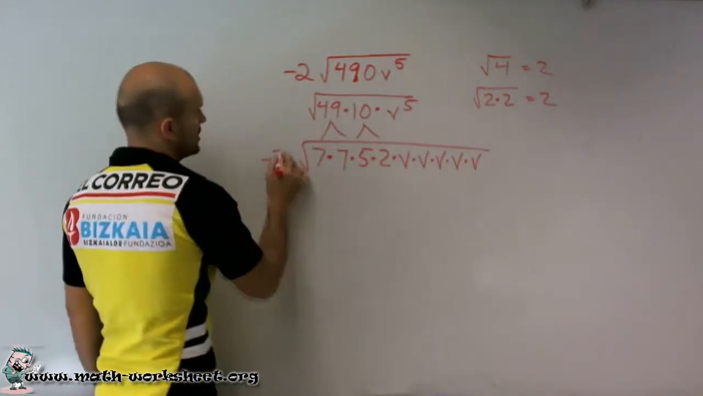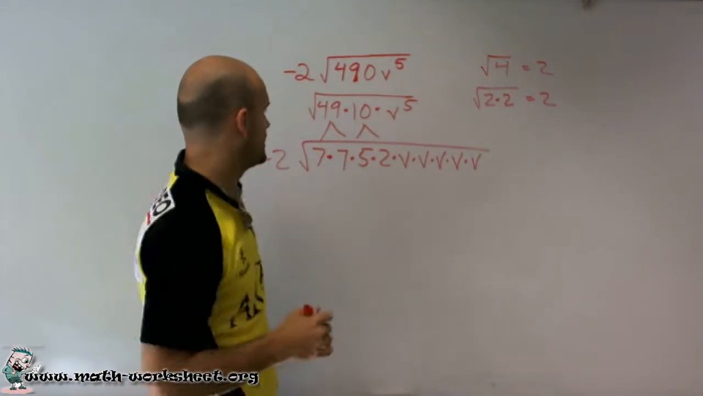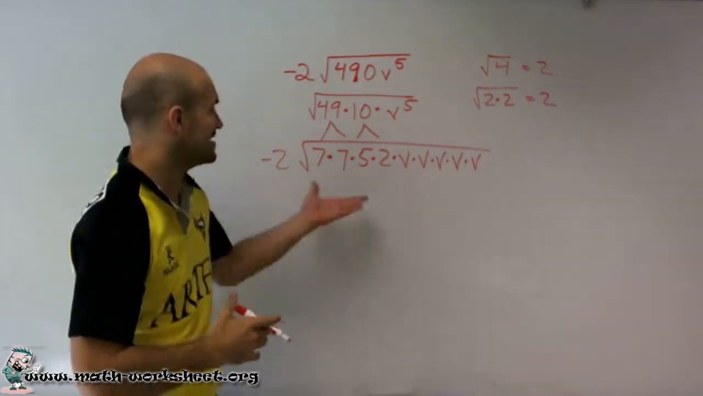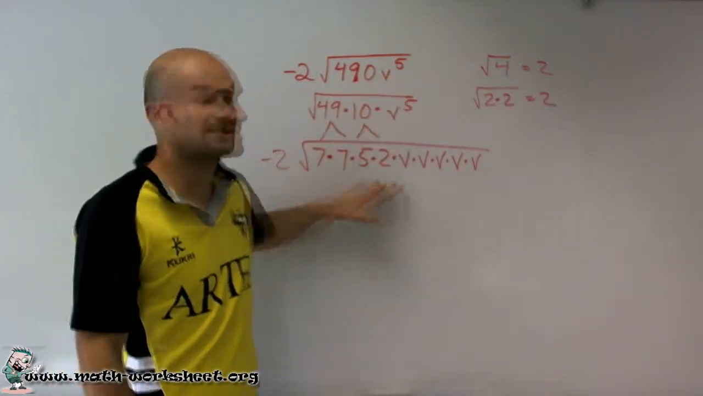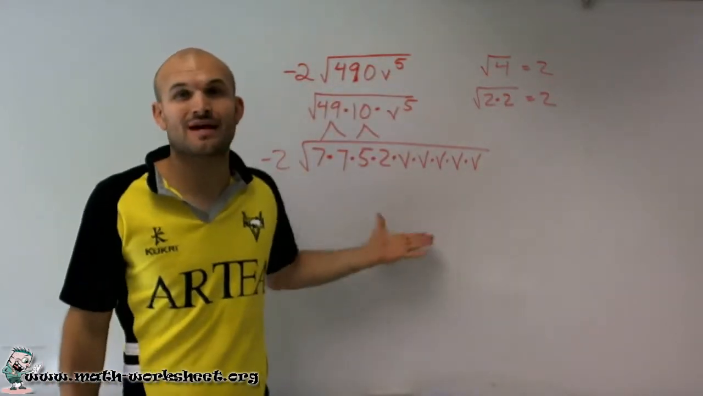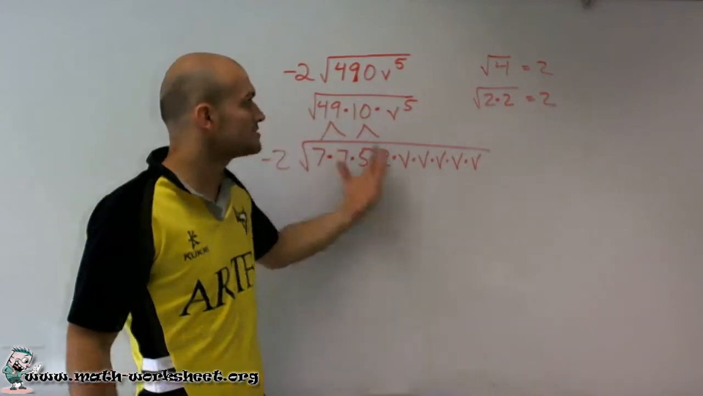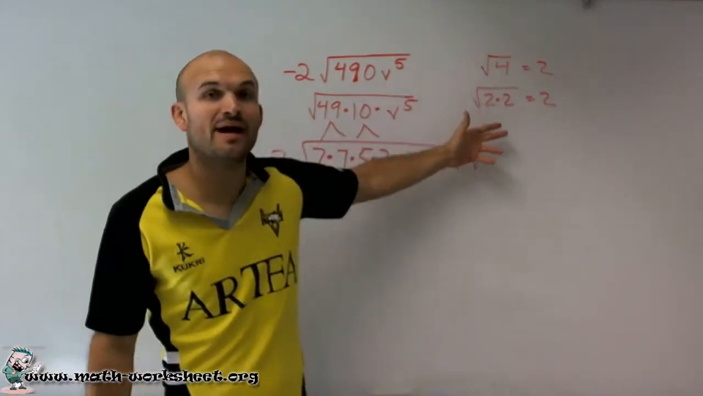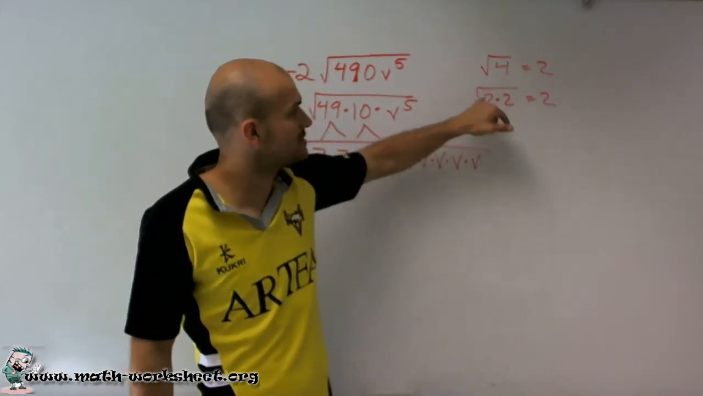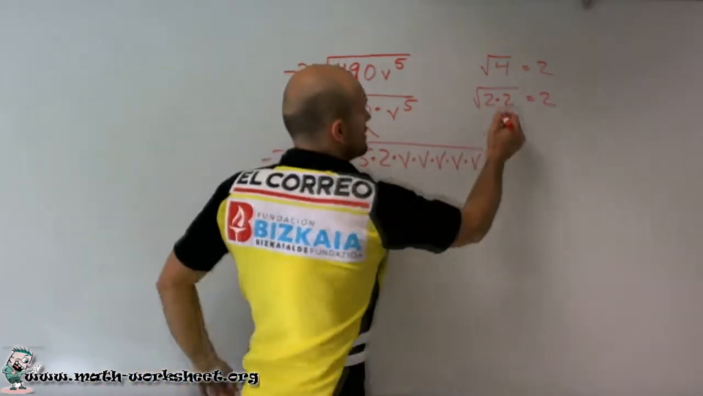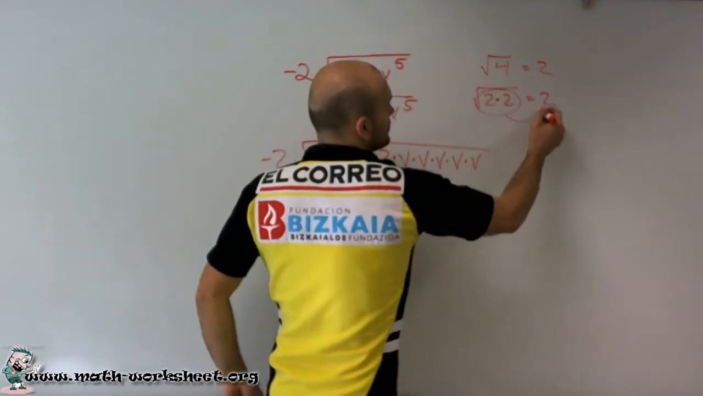Okay, this is what we call linear factored form. What I've done is I have broken down this radicand into its linear factors. We can't factor any of these numbers any further. So now what I'm going to do is take my pairs of numbers and pull them out, because I know that the square root of 2 times 2, that's a pair, equals 2.